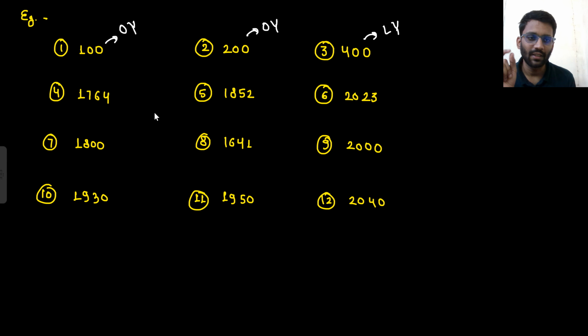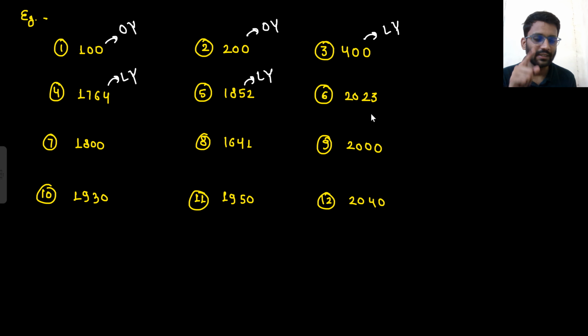1764. Is it a century year? No, it is not a century year. So, is it divisible by 4? Last two digits divisible by 4? Yes, it is divisible by 4. That means it is a leap year. What about this one? Is it a century year? No. Last two digits divisible by 4? 4 1 4, 4 3 12. Yeah, divisible by 4. That means leap year.